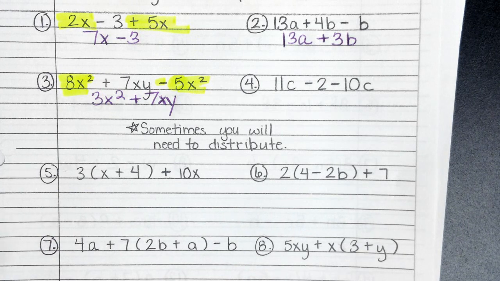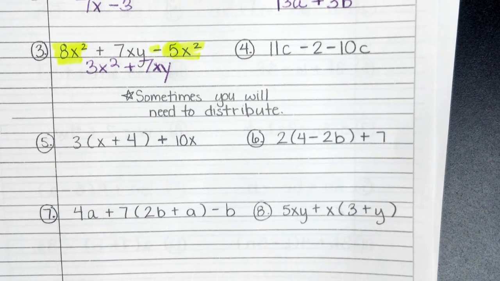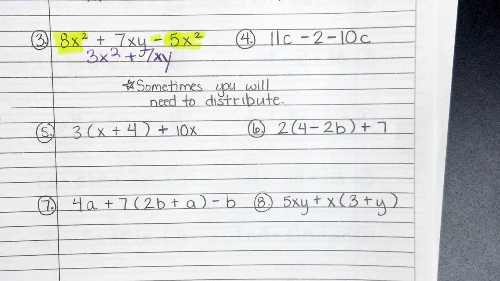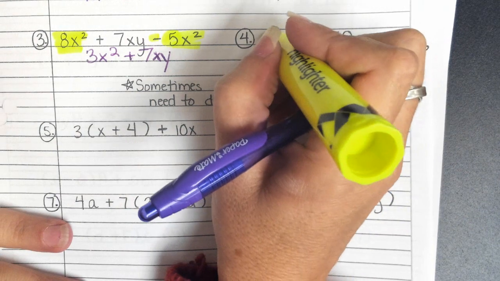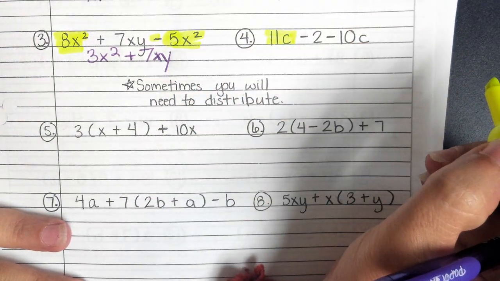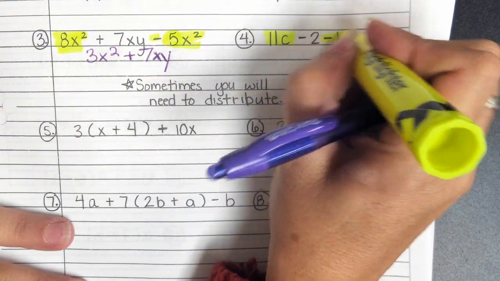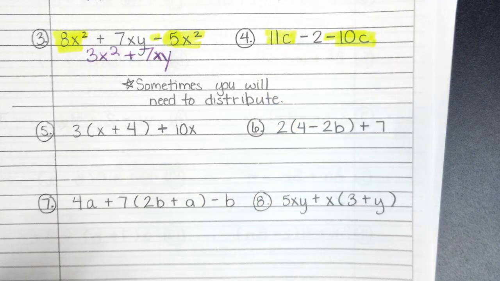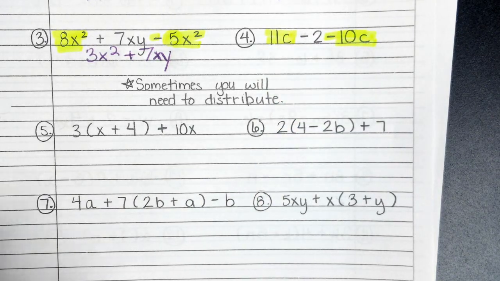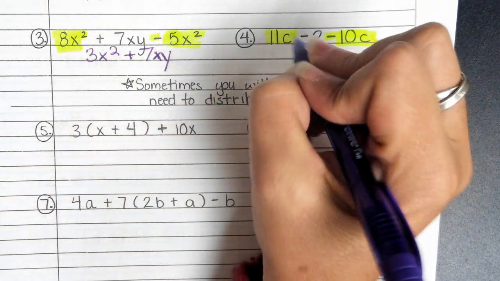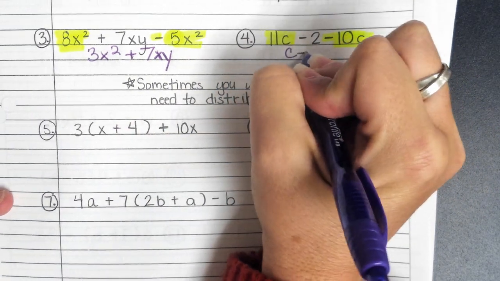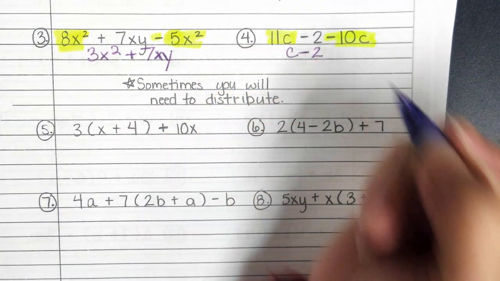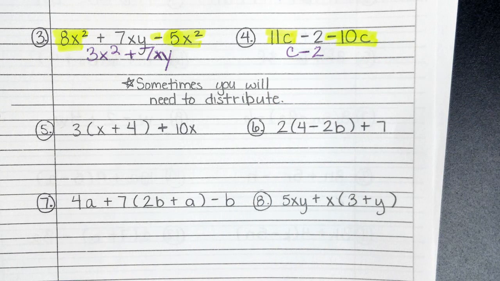Okay. You got to look at the symbol in front. So like this one, this is weird. It's 11C, that's a positive 11, minus 10C. 1C, but it's officially just a C, minus 2. We would drop the 1 and it's just C.